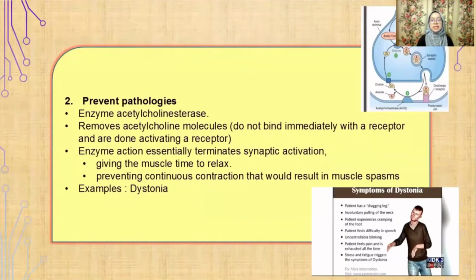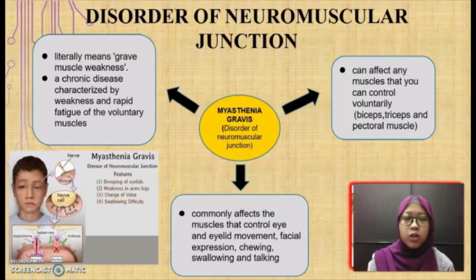For example, there is dystonia. One of the disorders of the neuromuscular junction is myasthenia gravis, which literally means grave muscle weakness. It is a chronic disease characterized by weakness and rapid fatigue of the voluntary muscles, and it can affect any muscles that you can control voluntarily. For example, we have biceps, triceps, and also pectoral muscles, and it commonly affects the muscles that control eye and eyelid movement, facial expression, chewing, swallowing, and also talking. From this picture, we can see that with myasthenia gravis, there is dropping of the eyelids, weakness in arms and legs, change of voice, and also swallowing difficulty.